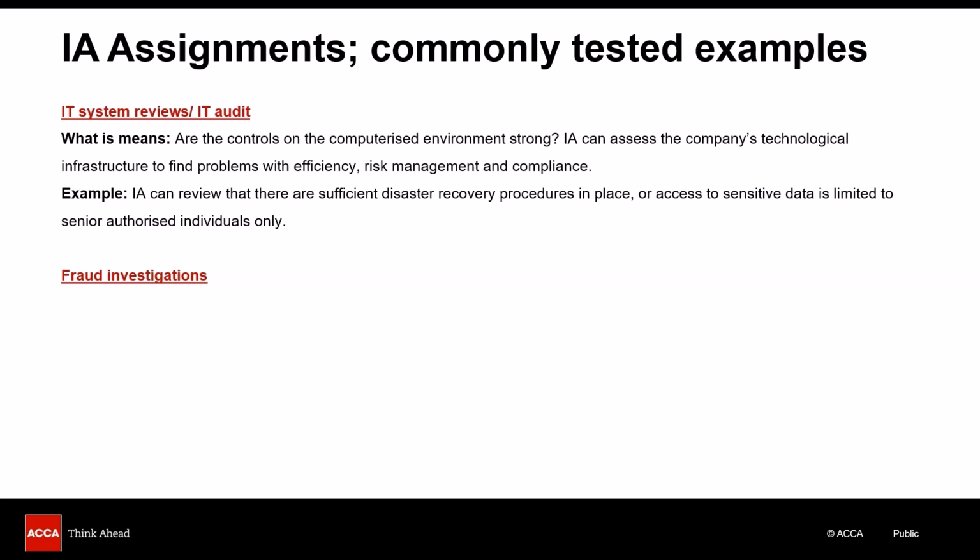Remember, general IT controls relate to the overall IT environment, and information processing controls relate to particular applications, and they make sure that the data that is input, processed, and reported is being done correctly.